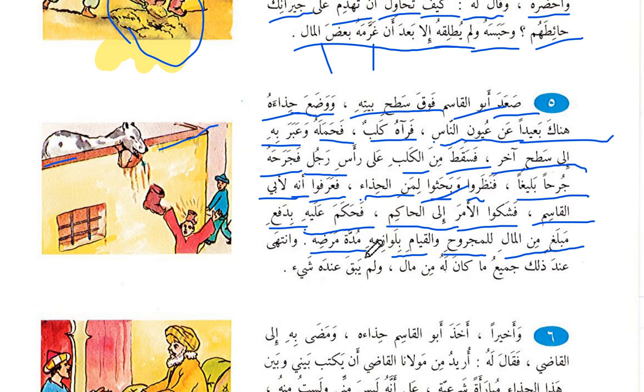Then the judge told him that you have to give some money to that hurt person, the person who got hurt. Then you have to give all the necessary medicines, things that he needs during his sickness, as long as he is sick. انتهى عند ذلك, and this is how the matter was finished. جميع means all, everything finished. ما كان له من مال, all the money he had was finished.